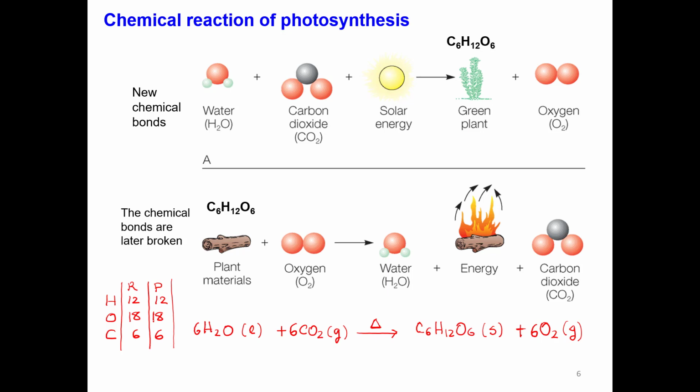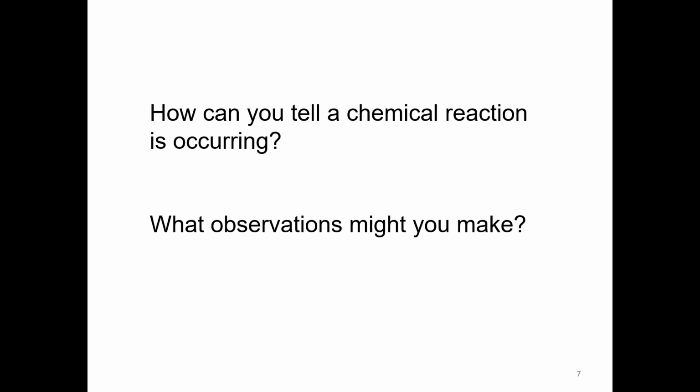There is no rule to balance the equation. It's just trial and error. This is the method to balance any chemical reaction equation. In the next slide, we are going to answer these two questions. How can you tell a chemical reaction is occurring? What observations may you make?